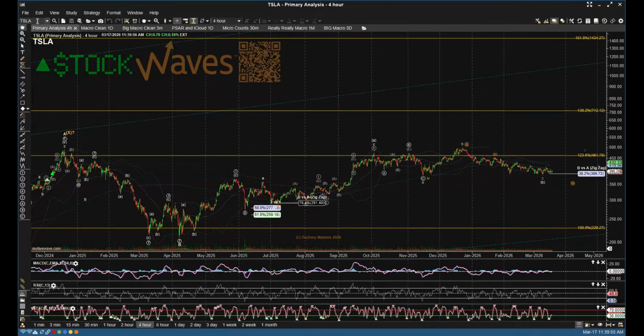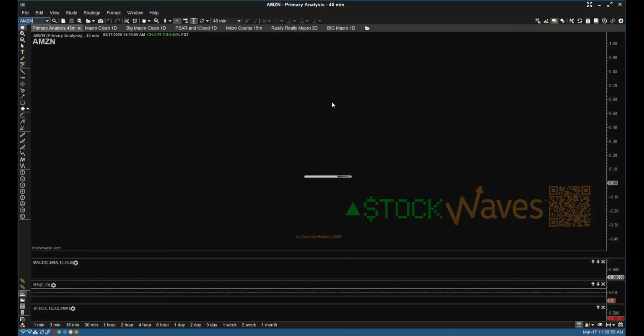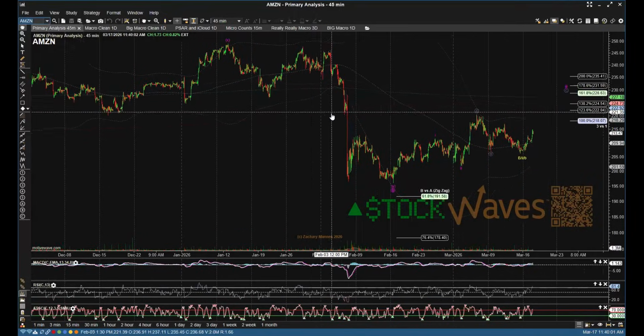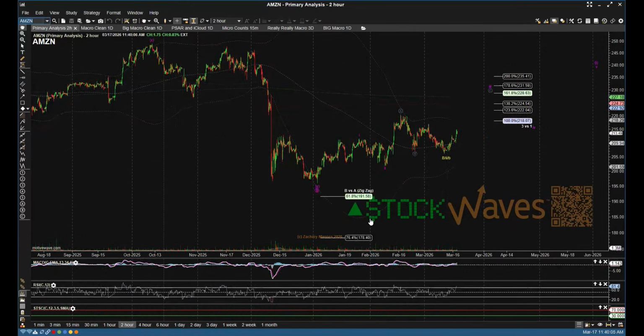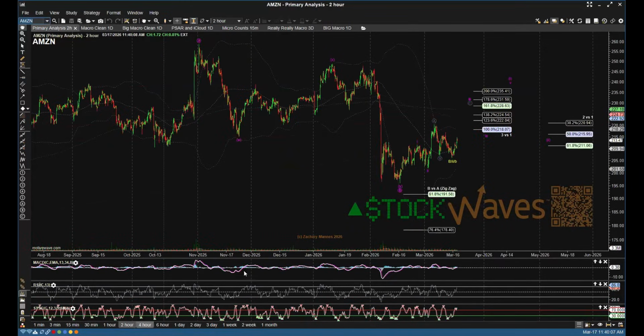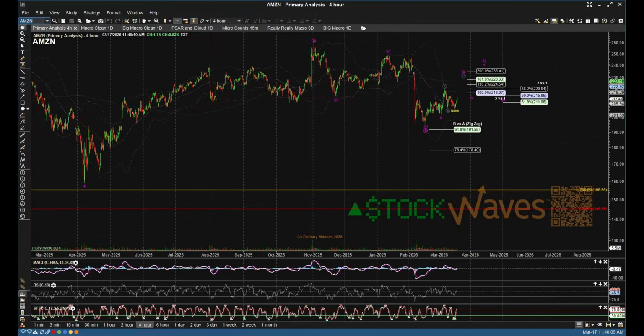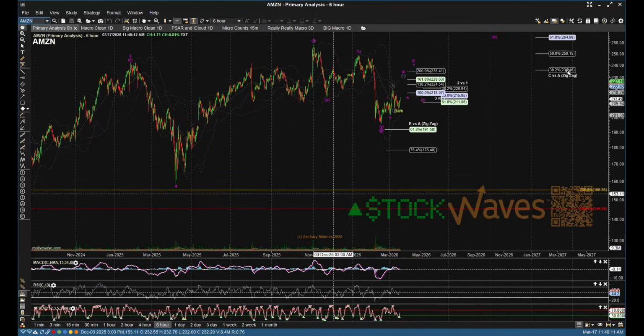Another chart, as one of the major holdings of XLY that we like here is Amazon. Let me zoom out here to a little bit bigger time frame where we can see the larger structure.